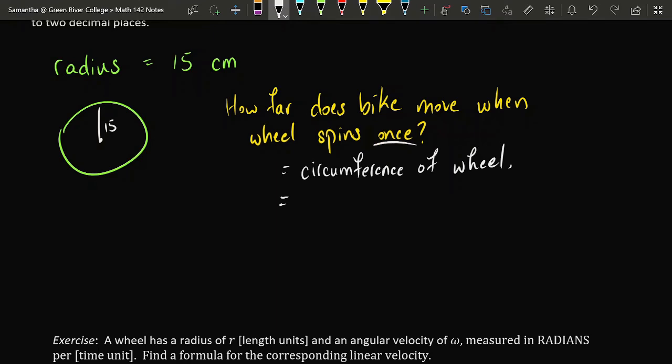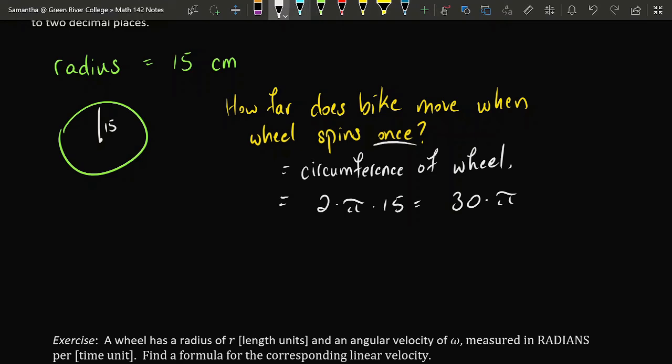Now for a wheel of radius 15, the circumference of the wheel would be equal to 2 times pi times 15, which would be equal to 30 times pi centimeters. And since pi is approximately equal to 3, this quantity would be a little bit more than 90, which matches the length of the line segment that we saw on Desmos just a few minutes ago. So this would be the length traveled by the wheel in one revolution.